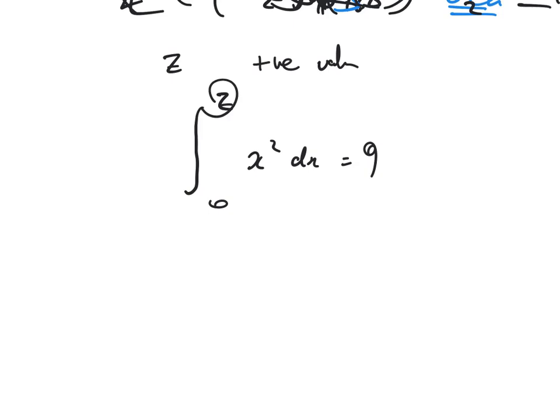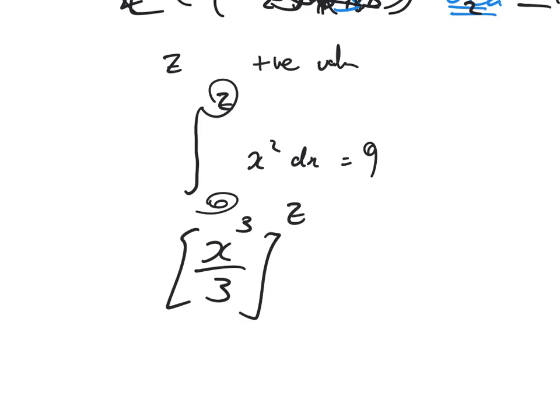Okay, let's try a couple that are slightly more different. Next question is to find the positive value of z for which the integral between z and 0 of x squared is equal to 9. So let's just see how this question develops. The upper limit is an algebraic term, z, rather than a numerical term, but the lower limit is 0. So let's proceed by adding 1 onto the power, divide by the new power between z and 0, and we're also told that this is equal to 9.